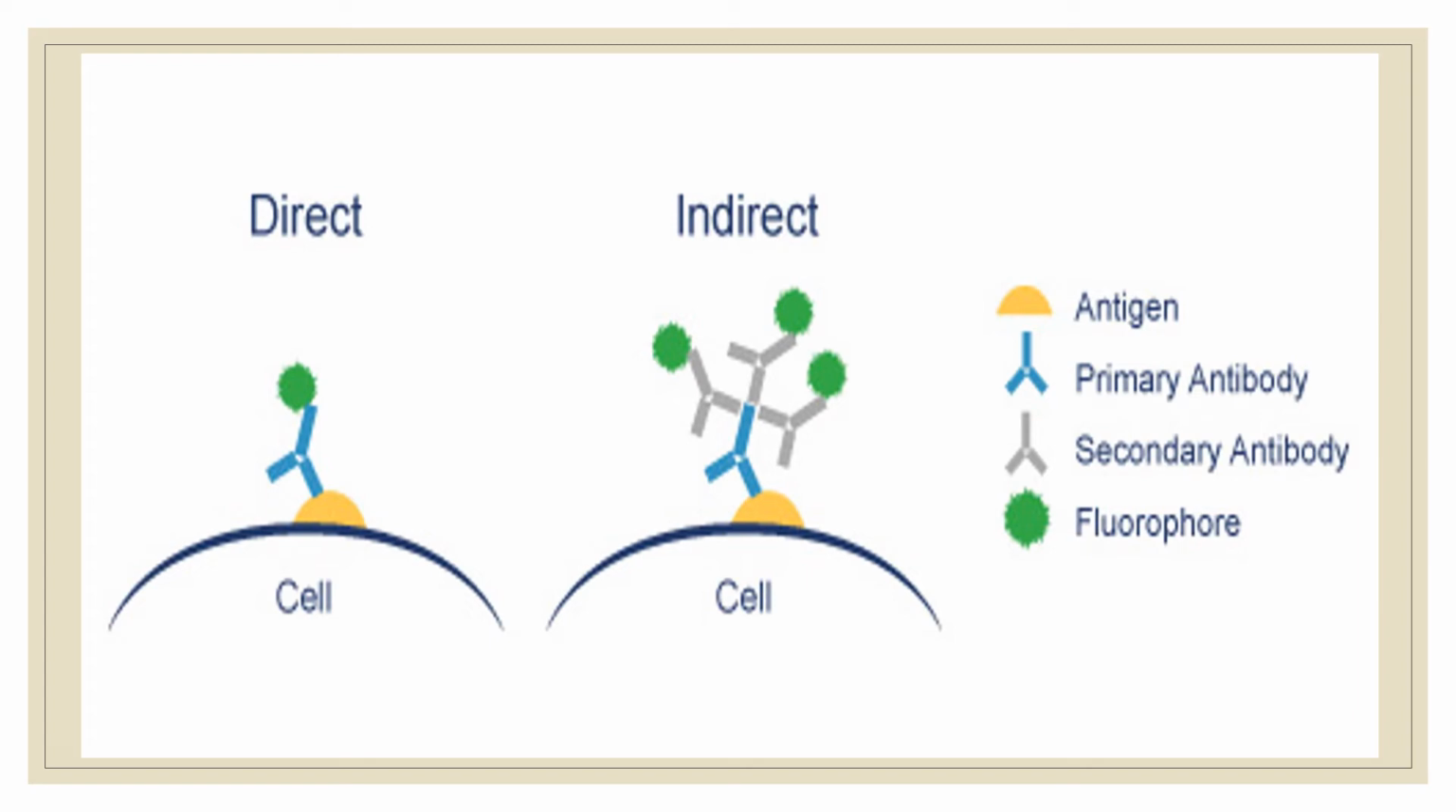In the indirect test, here we have the cell, which is a donor cell, and antigen. We have the antibody that's attached to the antigen, and then we have secondary labeled antibodies with FITC.